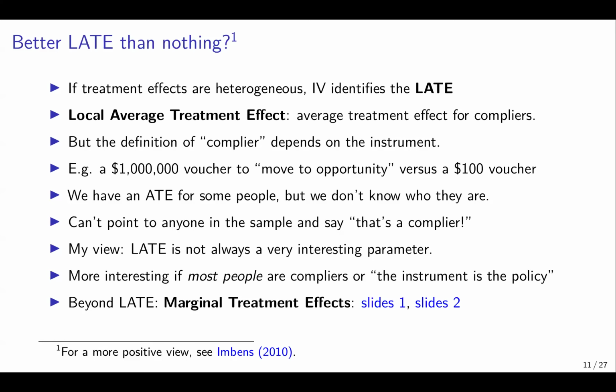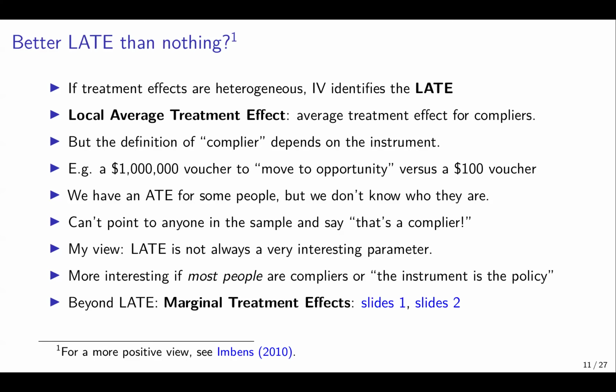It's for some particular group of people, the compliers, but we don't actually know who they are. We can't point to someone in the sample and say, hey, that's a complier. So this is what makes things a bit tricky. My view is that LATE is not always an interesting parameter. It may be, but it may not be.